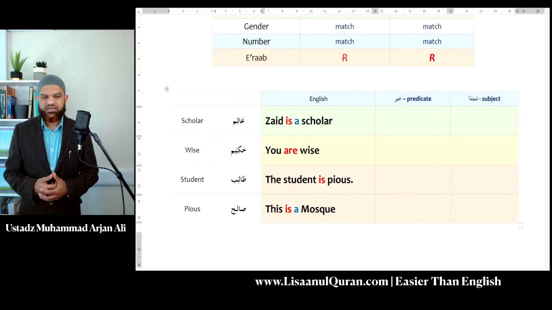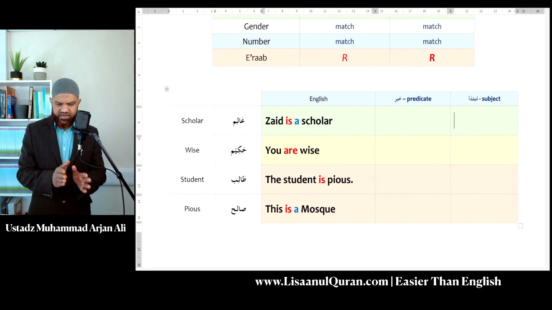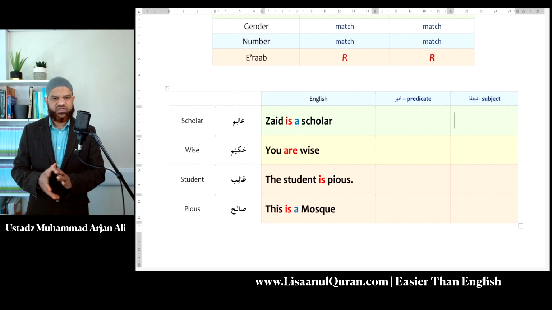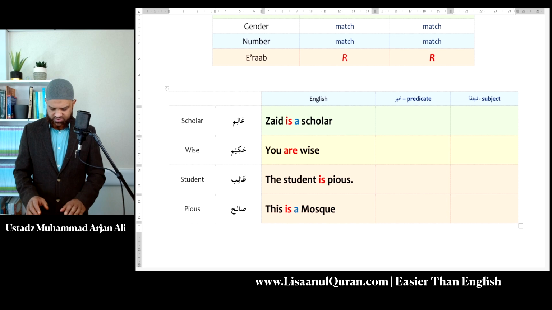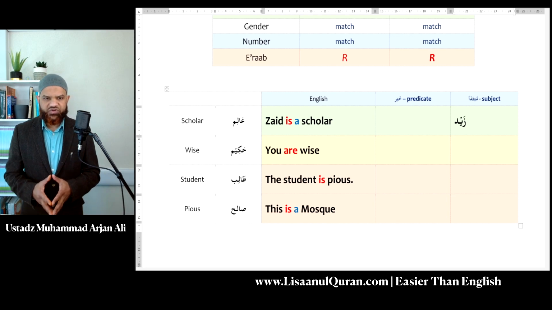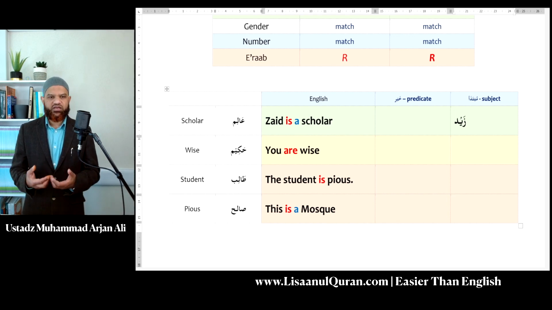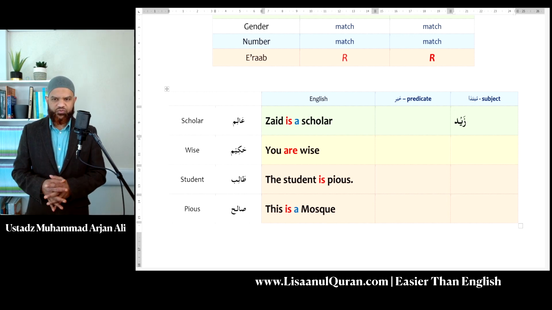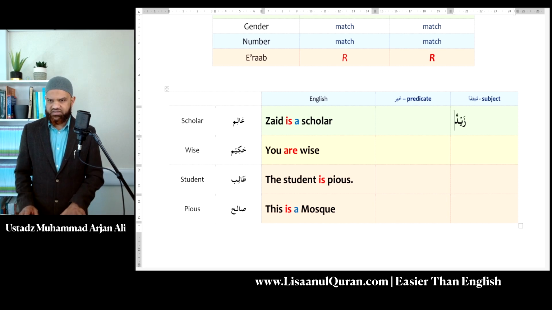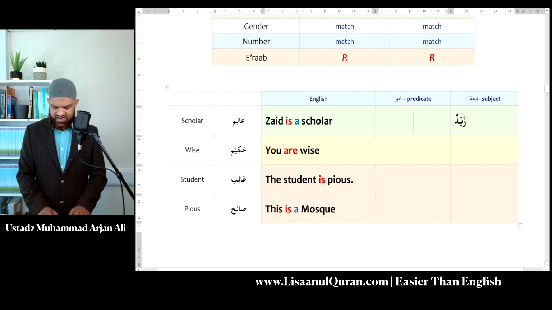Now let's translate these 4 sentences from English to Arabic. I have here 4 sentences for you. The first one, Zaid is a scholar. So let's write Zaid down first. Now, in order for the word Zaid to be the subject, it needs to be definite. Now we know Zaid is a proper noun, so it's definite. But it must be also in the rafa status. So I have to say Zaidun. Please note that, inshallah. And the word for scholar in Arabic is alim.